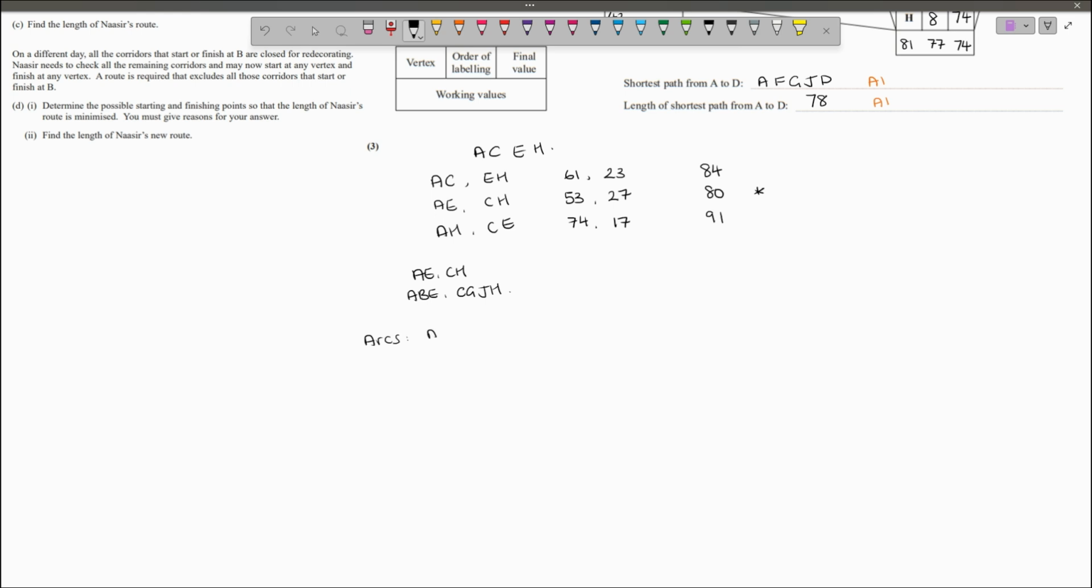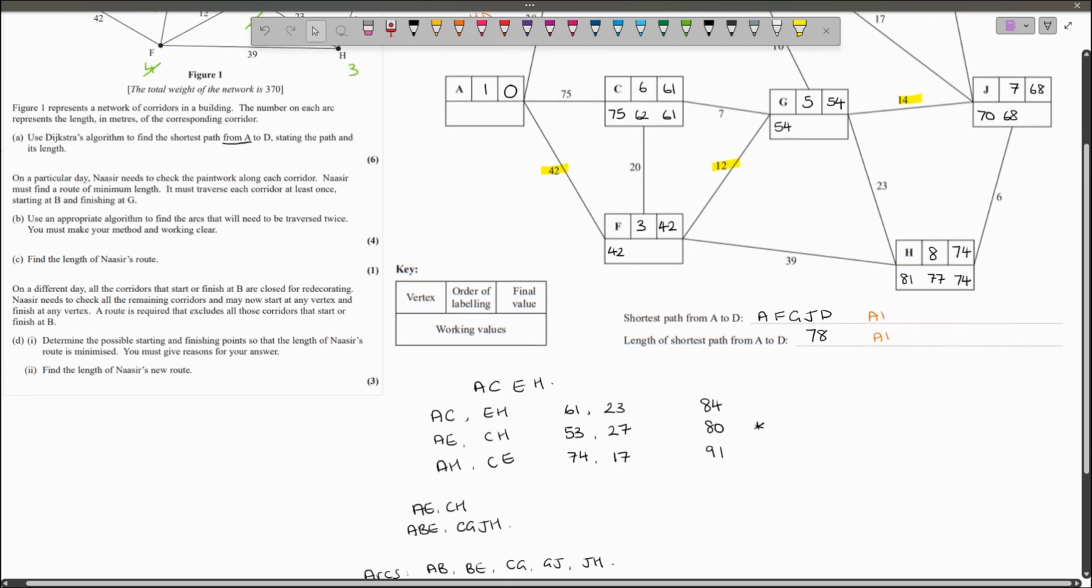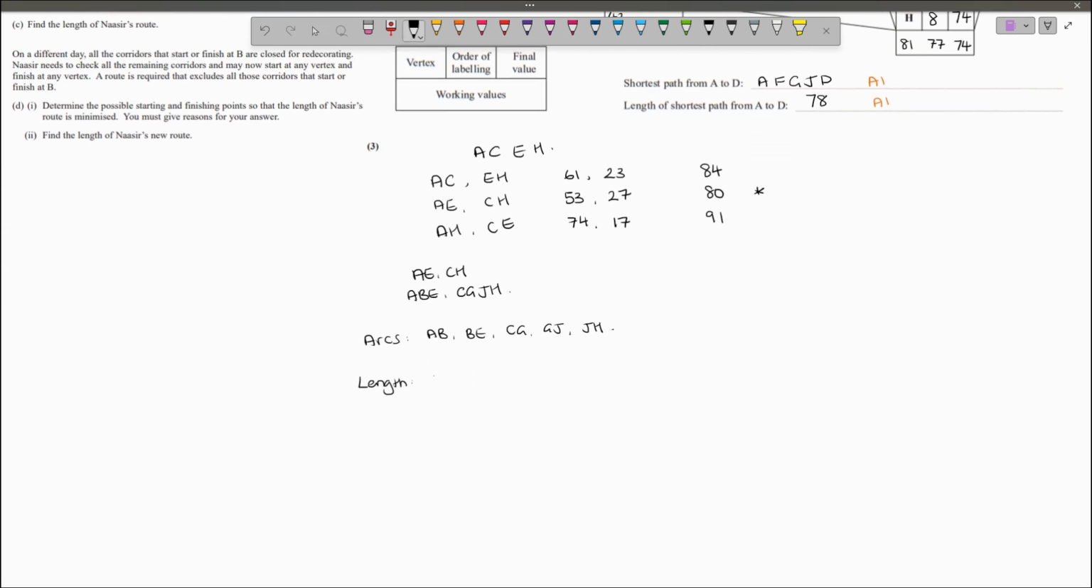Which gives us arcs AB, BE, CG, GJ, and JH. And we want to find the length of Nasir's route. So the length is going to be the weight of our graph that we currently have, 370, plus the length of the arcs that we're adding, which is going to be 80. Which is going to give us a route of 450 metres.